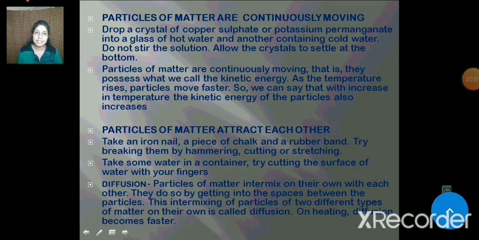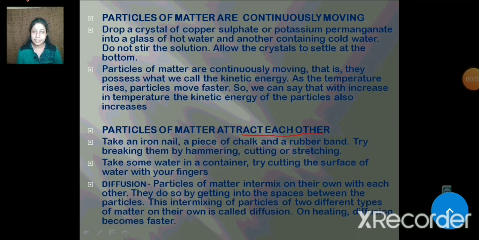Next, the last characteristic, that is, particles of matter attract each other. If we take an iron nail and a piece of chalk, then which one will be harder to break? Of course, the iron nail. Now let us understand why this is happening. All the particles of matter attract each other, and this attraction is more for some substances and less for some substances. And the more the attraction, that means the stronger the attraction is, the harder the substance is to break.